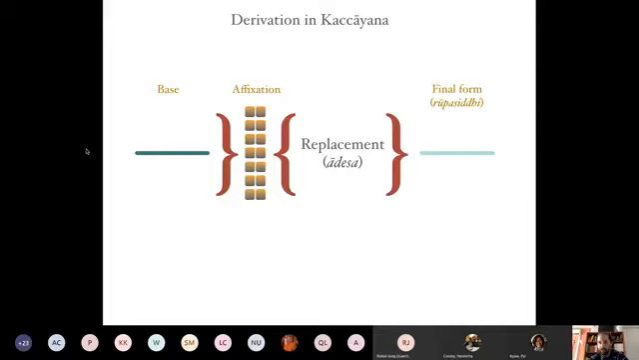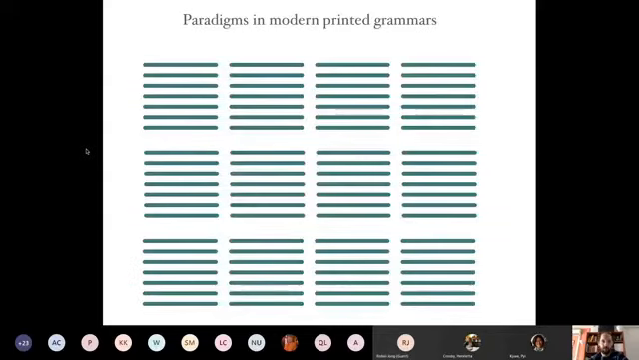You can see that in the traditional terminology. Rupa siddhi is a compound that doesn't really mean the final form, it means the completion of the form. So that is the aim of all this process of derivation. This is what you find in the reference grammars like Geiger and so on, or other grammars of Pali that you might be using.